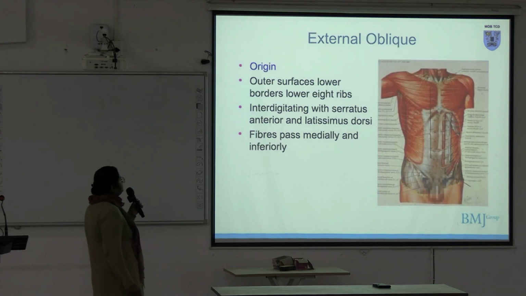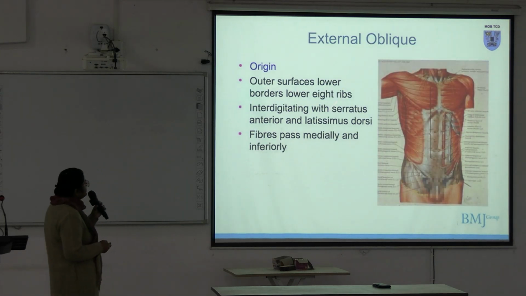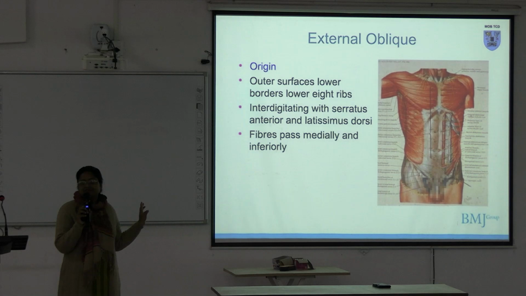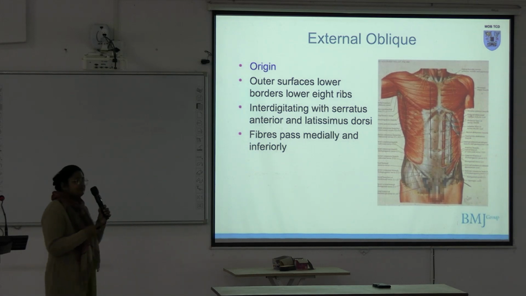Next. You have read the origin, insertion, nerve supply, and action of all these four muscles, external oblique, internal oblique, during the anterior abdominal wall class? Yes or no? Otherwise, I will discuss it. Okay, I am discussing it briefly.